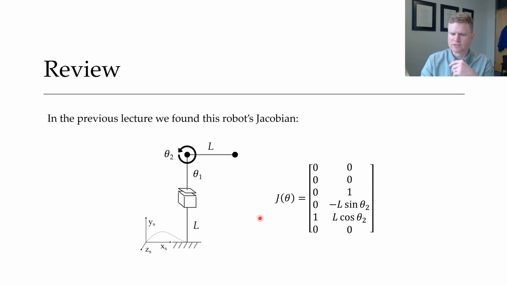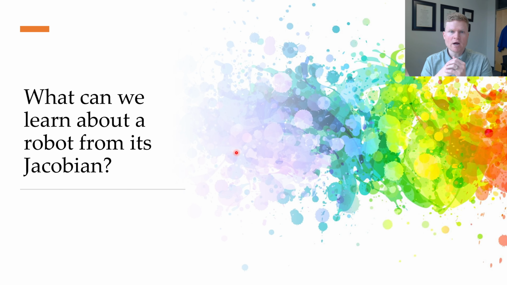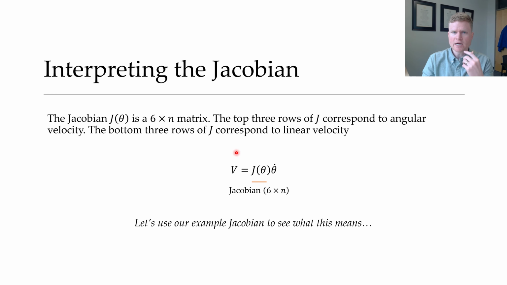And then on the right, you can see the Jacobian that we found for this robot arm. The Jacobian is a 6x2 matrix that captures the relationship between the robot's joint velocity and the linear and angular velocity of this robot's end effector. Okay, so if you have this Jacobian or the Jacobian for some other robot you're interested in, what can you learn about that robot by just looking at the Jacobian matrix? You can actually extract a good amount of information. I want to show you how.